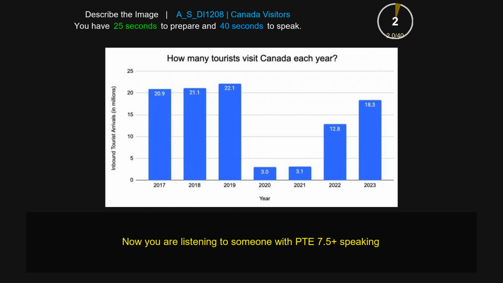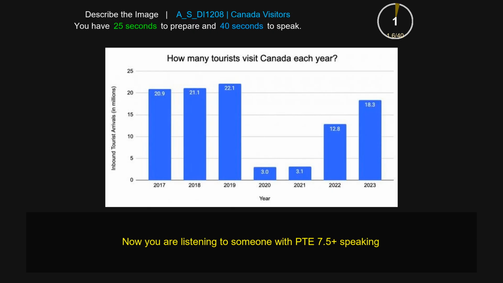The given bar chart provides information about how many tourists visit Canada each year. The x-axis highlights different years like 2017, 2018, 2019 and 2020 and so on. The y-axis highlights inbound tourist arrivals in millions, like 0, 5, 10, 15, 20 and 25. The highest value is in 2019, which is 22.1 million. Overall, the diagram is very informative for me, and on the other side, the lowest value is 3.0, which is in 2020. This diagram is very interesting for me because it provides information about Canada each year.